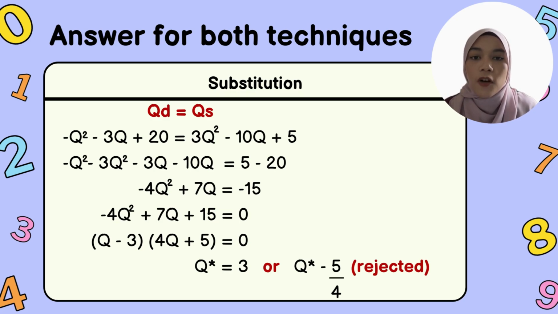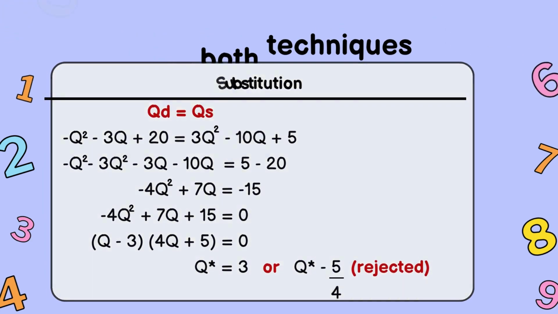This gives a potential solution for Q star. The factored form suggests two potential solutions, which is Q star 3 or Q star negative 5 divided by 4, but we need to reject the second Q star because it is not a valid quantity. So the valid equilibrium quantity is 3.